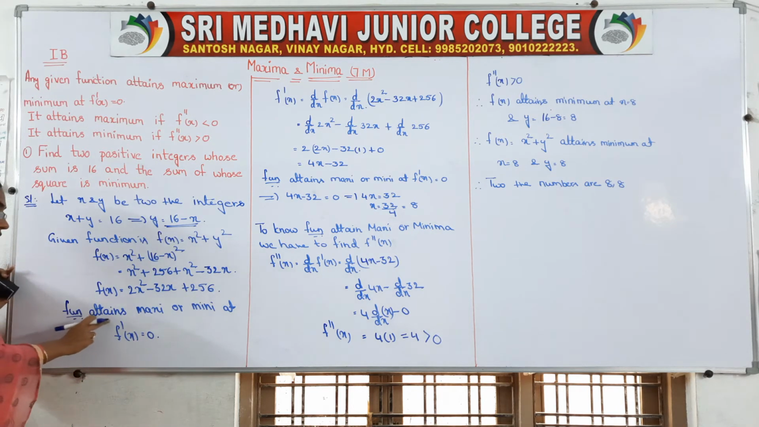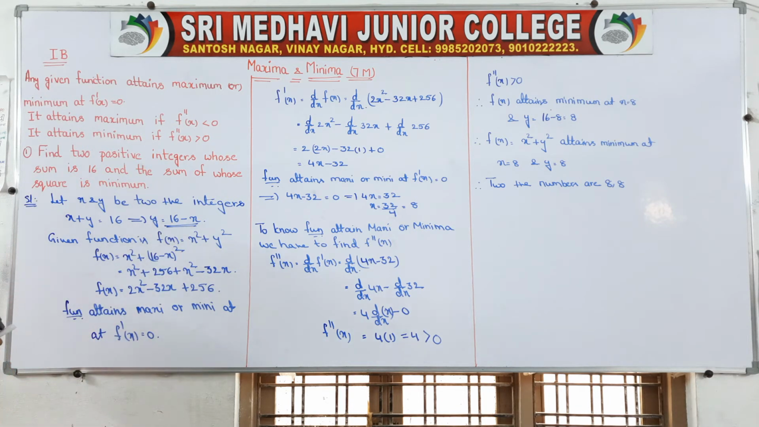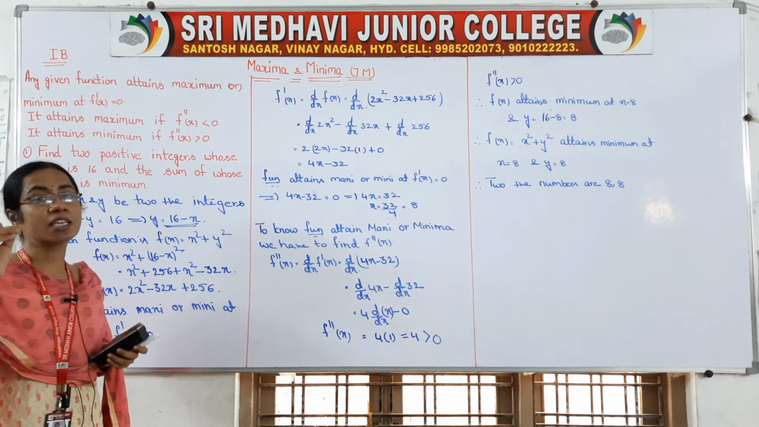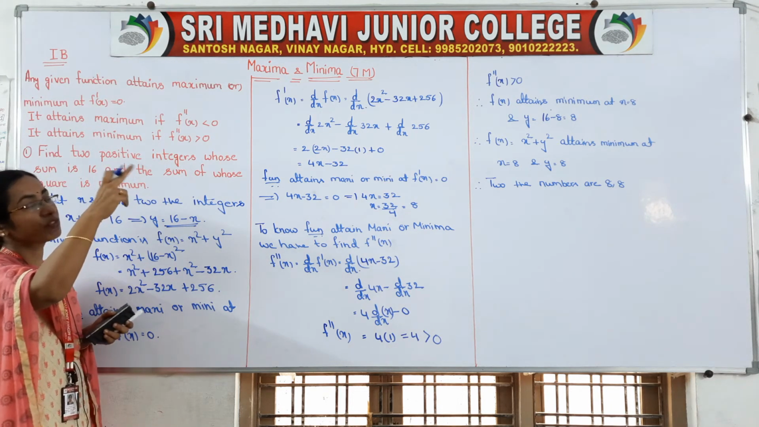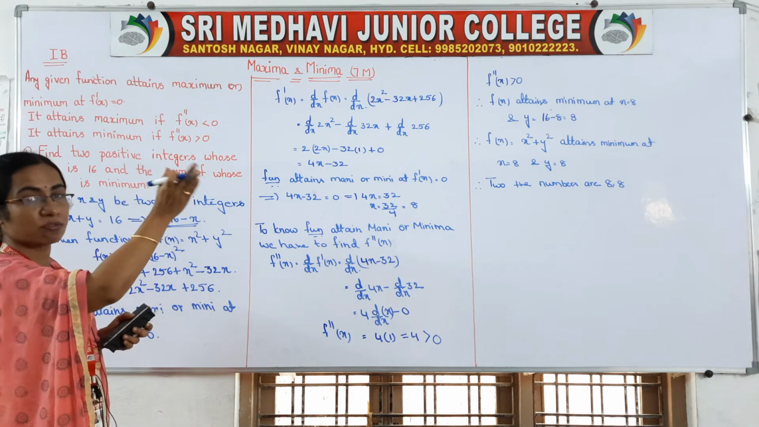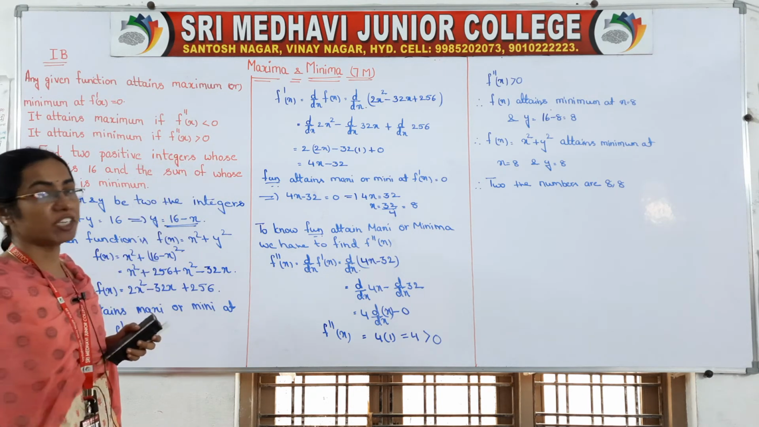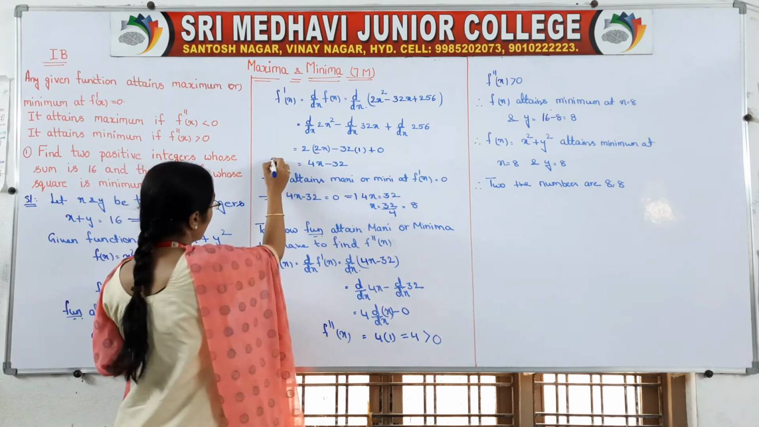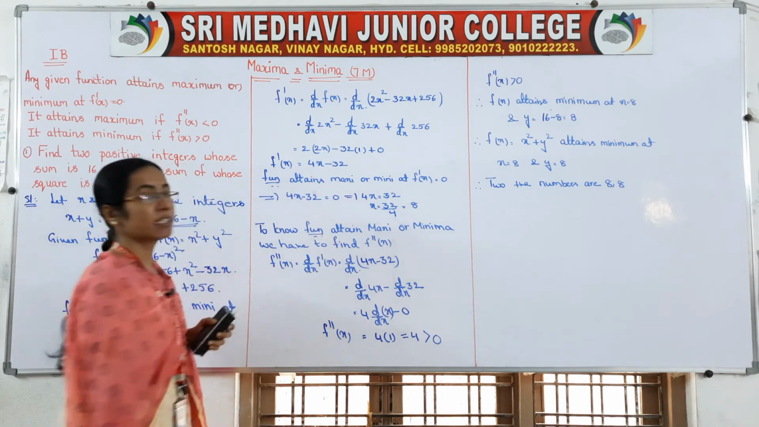So this function attains maximum or minimum at f dash x is equal to 0. f dash x means d by dx of f of x. So we got that function equation, and we have to find the derivative of that equation. We got the f dash x value as 4x minus 32.